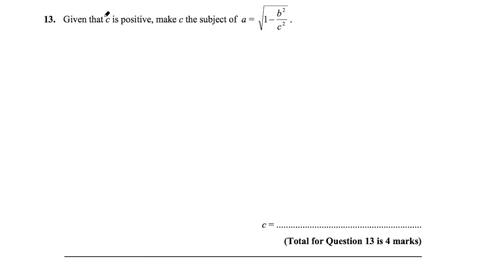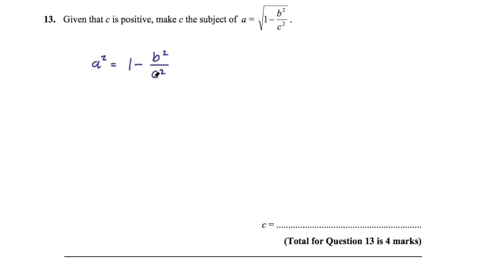Okay, question 13 says, given that c is positive, make c the subject of a equals the square root of 1 minus b squared over c squared. Okay, so the first thing in this formula to get c by itself is that I want to square both sides to get rid of this square root sign. So if I square both sides, I'll end up with a squared equals 1 minus b squared on c squared. So that gets rid of that square root sign.